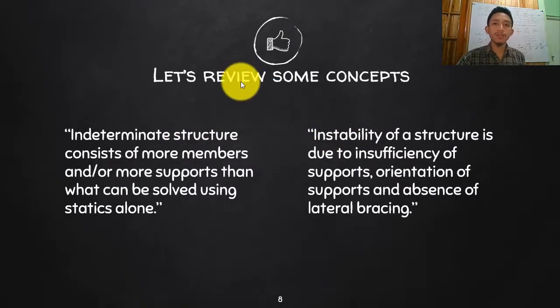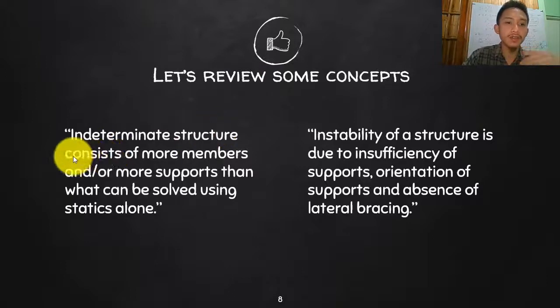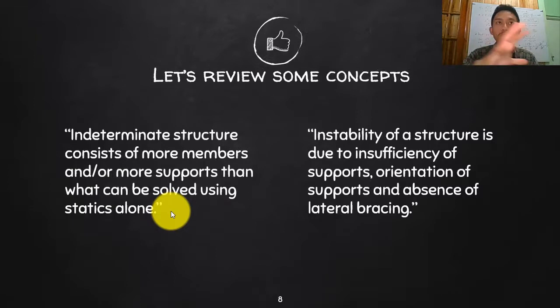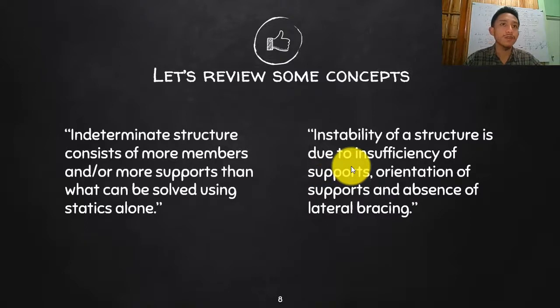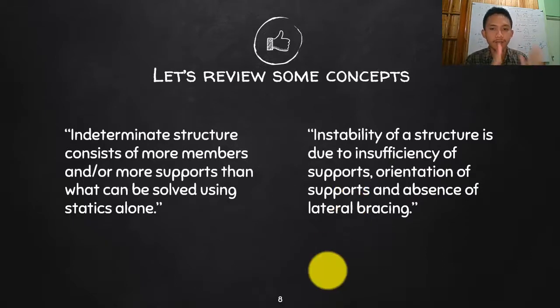So the important concepts here are that an indeterminate structure consists of more members and more supports than what can be solved using statics alone. So that is how we will classify indeterminate and determinate structures. And instability of a structure is due to insufficiency of supports. That is what I was saying a while ago. If you have insufficient supports, the structure can move laterally or tilt. Then, orientation of supports: there should be no concurrent reactions, and there should be no parallel reactions. Even if there are parallel reactions, as long as there is another reaction against or perpendicular to that.